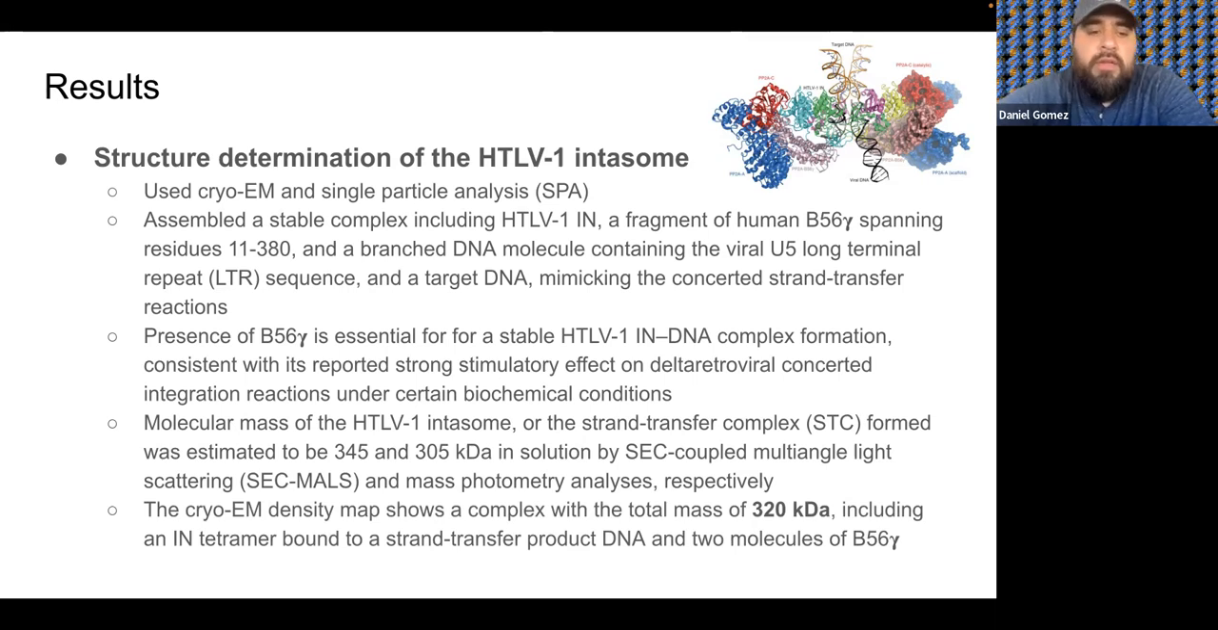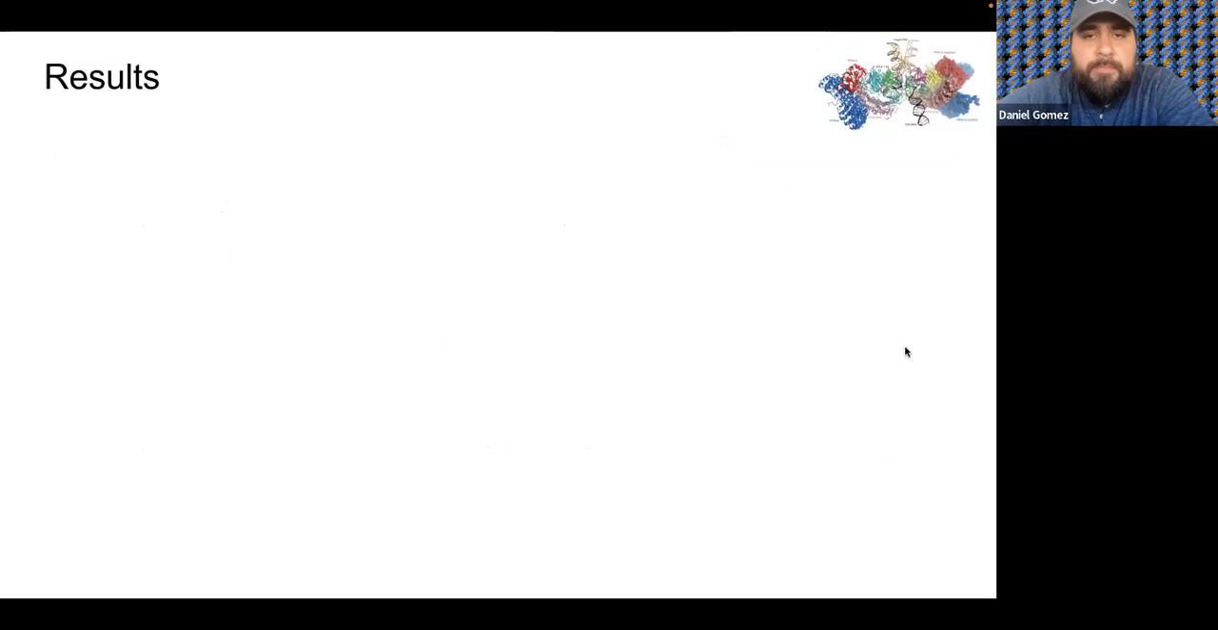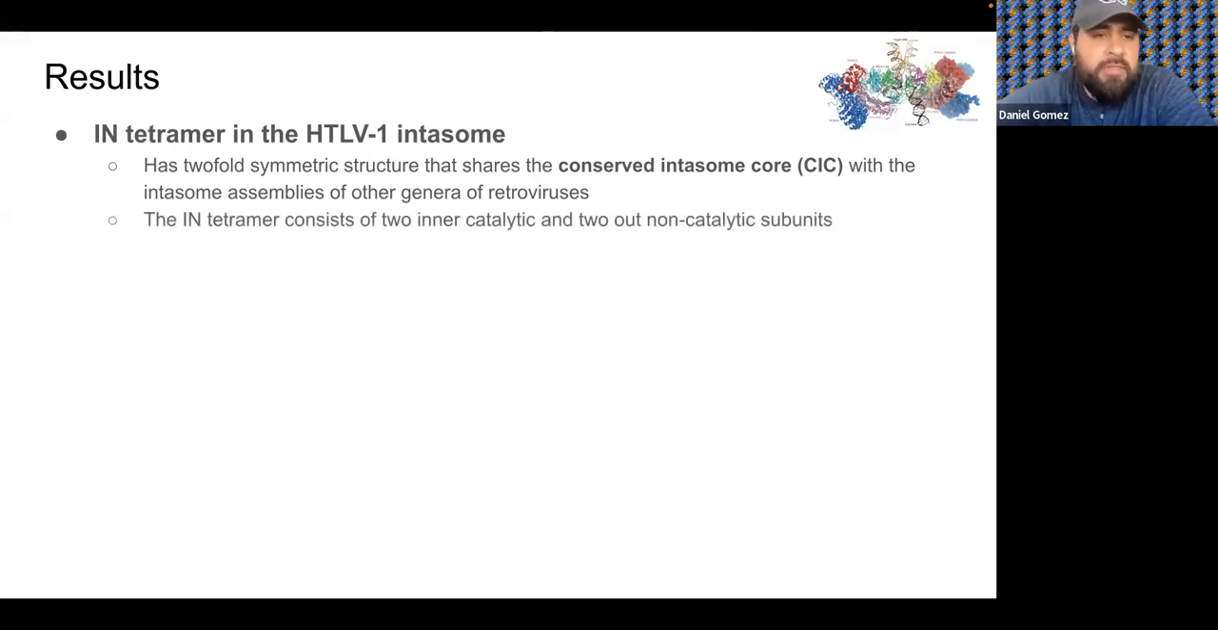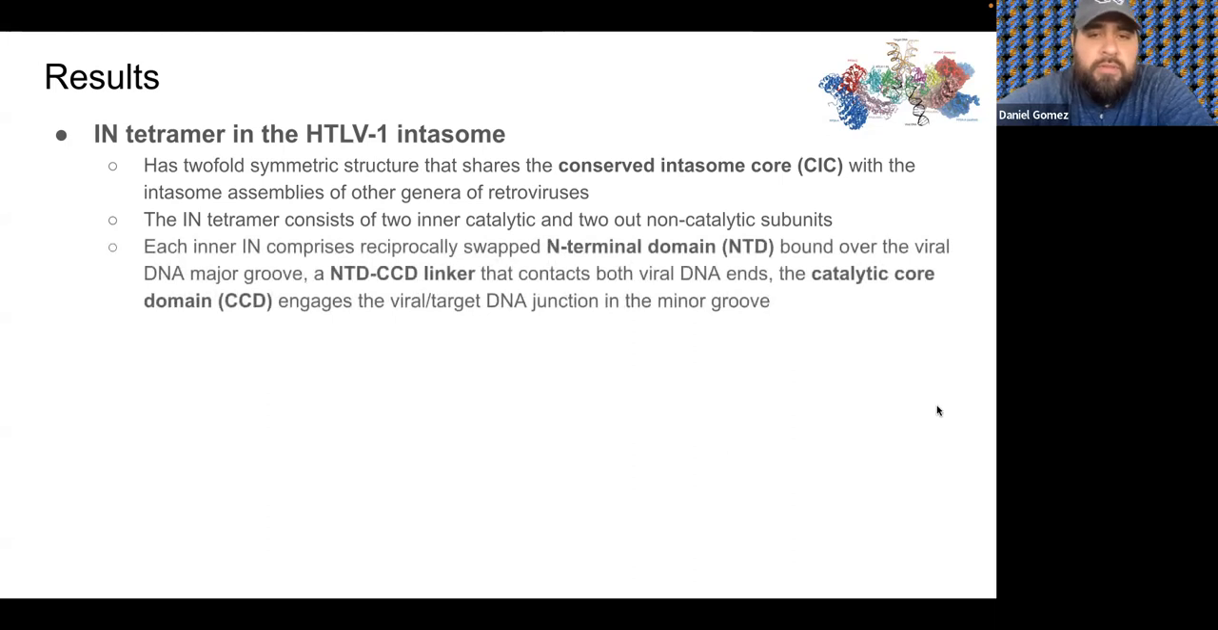And this included the IN tetramer bound to the strand transfer product DNA and 2 molecules of the B56 gamma. Looking at the IN tetramer in the HTLV-1 intasome, it has a twofold symmetry that shares this conserved intasome core, or CIC, with the intasome assemblies in other genera of retroviruses. And then the IN tetramer consists of 2 inner catalytic and 2 outer non-catalytic subunits.